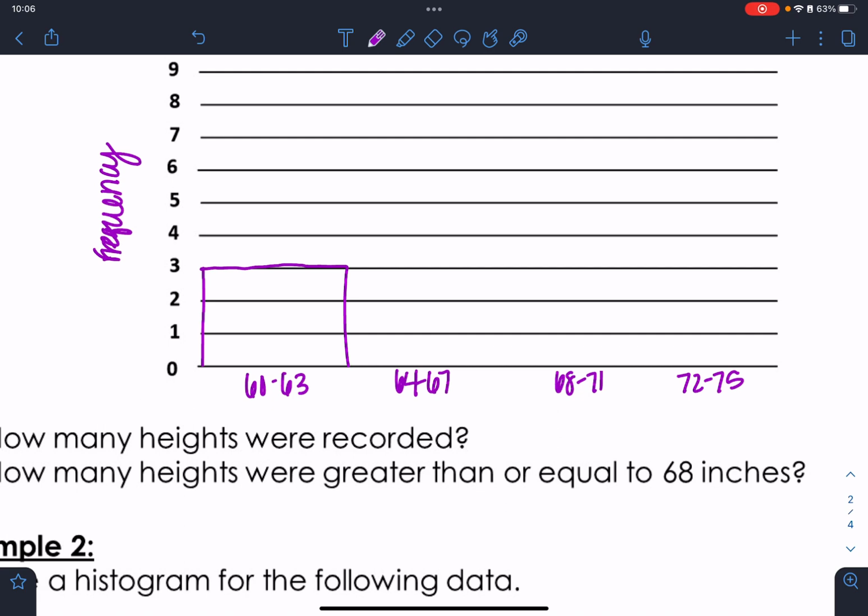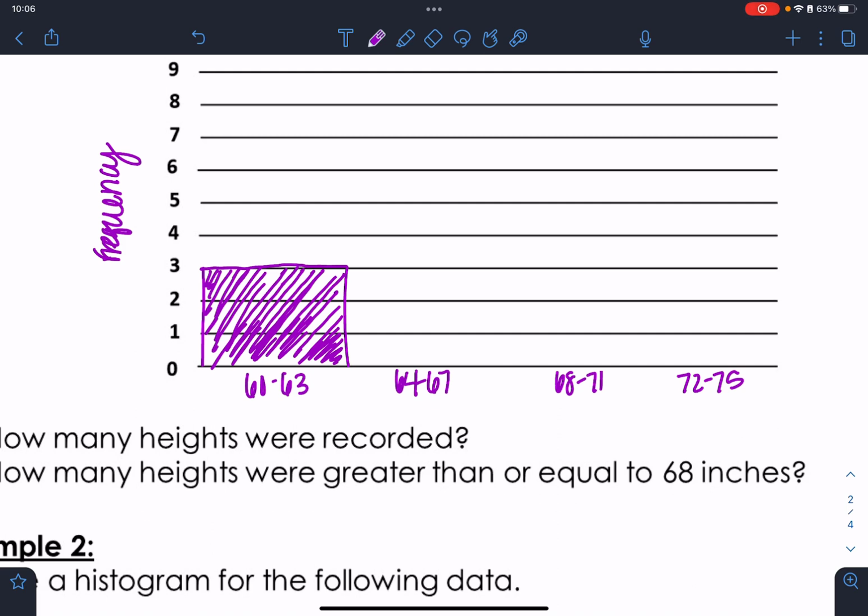And you can shade it in if you want. If you like to use different colors, you can. If you maybe want to use a highlighter, that's fine. But that's what we're looking for, okay? My frequency was 3. You shade 3 lines up. There's that first bar, okay?